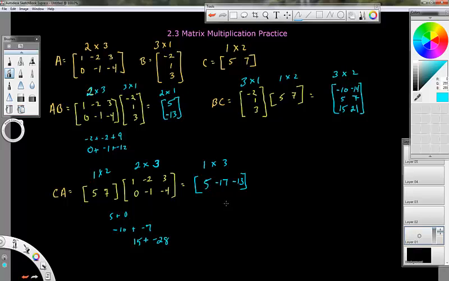All right. So there you go, a nice little practice round of multiplying some odd dimensions like that.